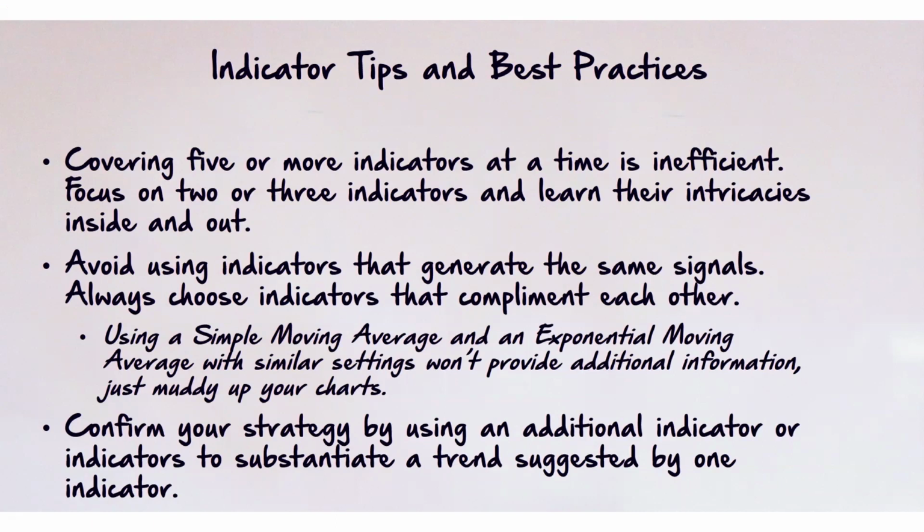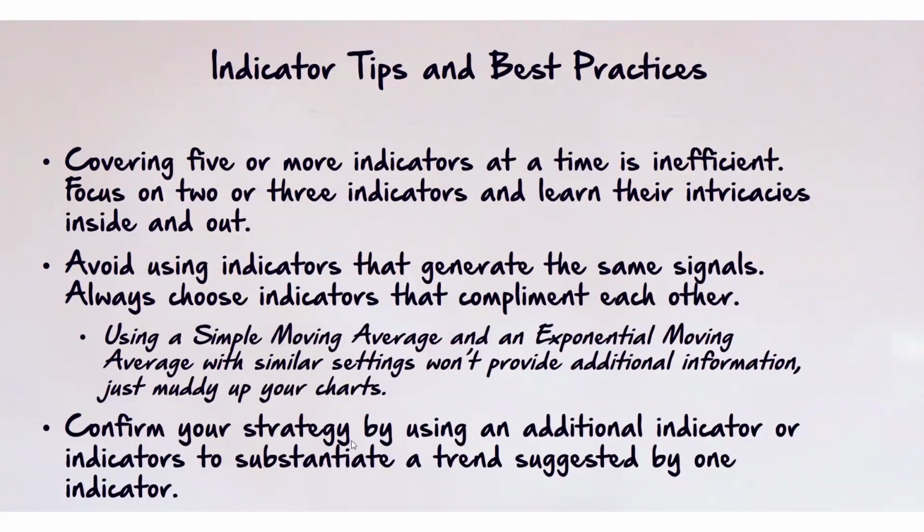Avoid using indicators that generate the same signal. Always choose indicators that complement each other. Using a simple moving average and an exponential moving average with similar settings won't provide additional information. So just take one. If I'm using SMA 15 and at the same time EMA 15, the difference it is going to give me on the chart will not make too much of a difference. So instead of using those two, why not use one, so that your chart will not become clumsy.